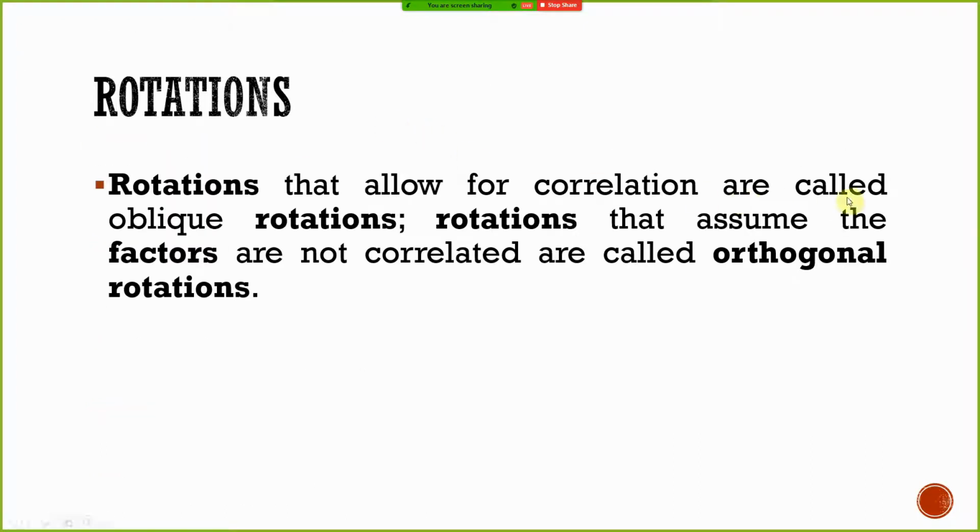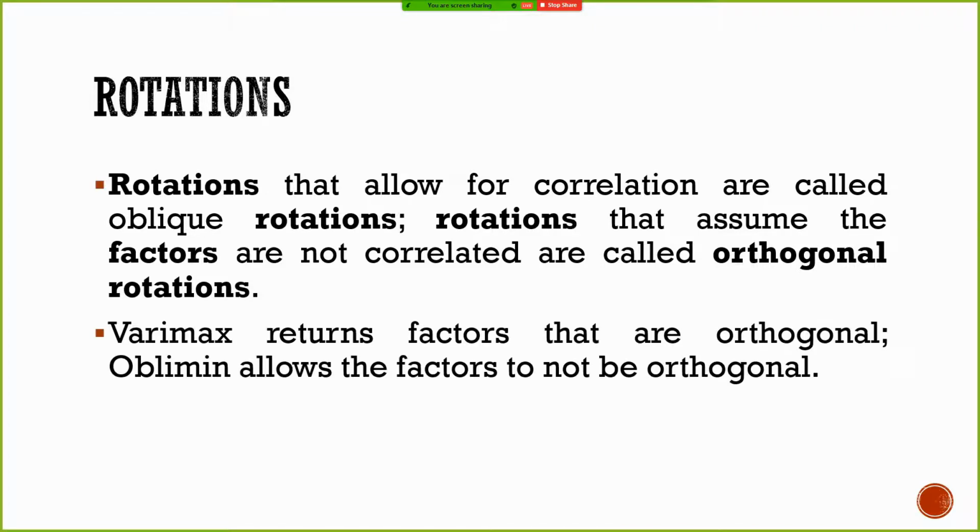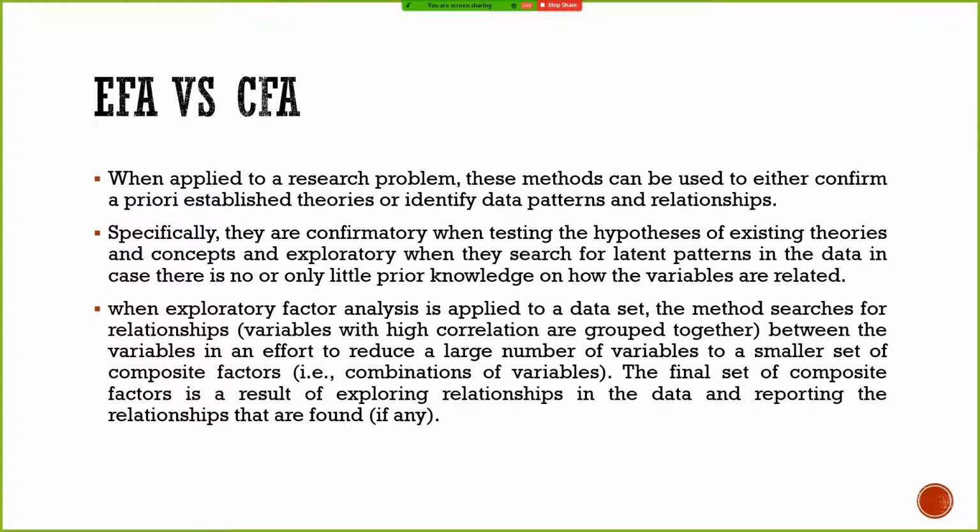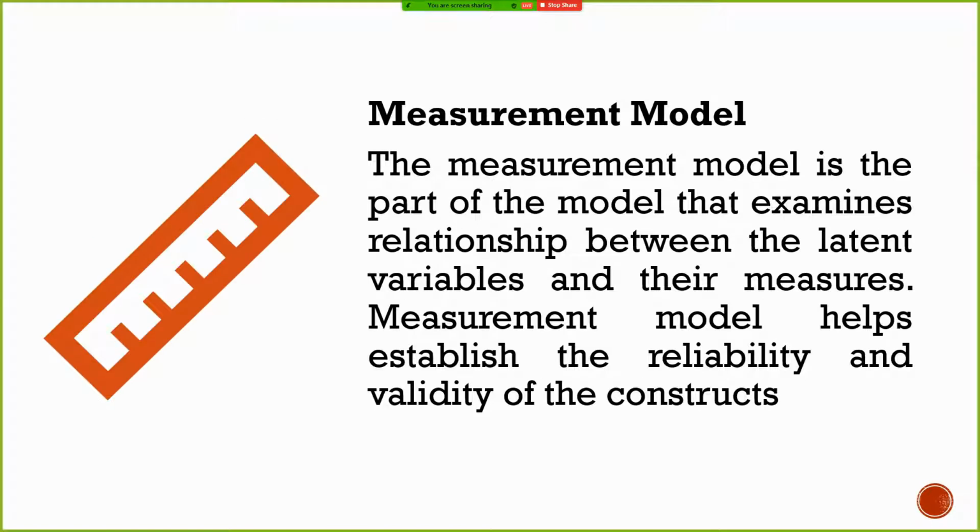Rotations that allow for correlation are called oblique rotations. So you will come across these terminologies while you are reading about exploratory factor analysis. Those rotations that allow for correlation between factors are oblique, while those that do not allow it are orthogonal. Varimax obviously returns factors that are orthogonal. Oblimin allows factors to be correlated, so they are not orthogonal. EFA with CFA, I think we have already done it, so it's repeating.